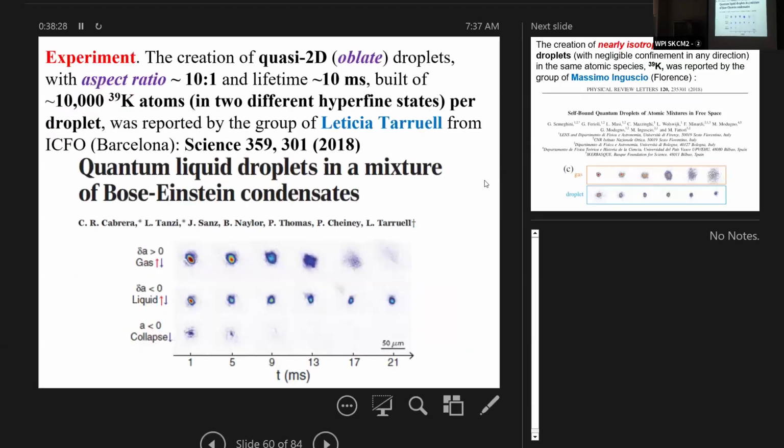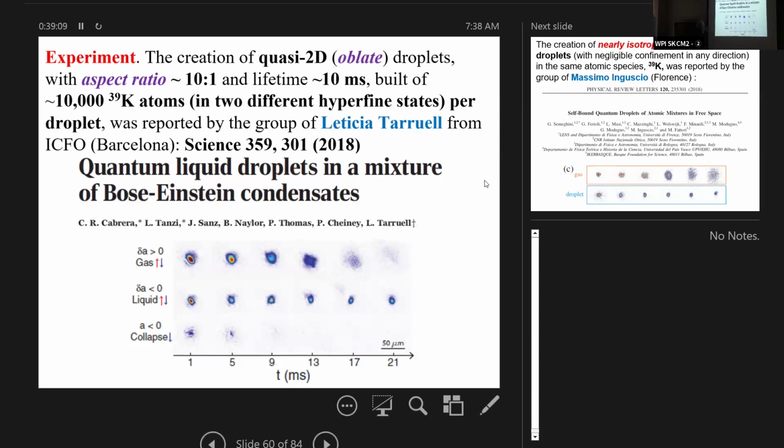Okay, then what is very surprising, very soon after this theoretical prediction of Petrov, essentially 3 years later, these quantum droplets were demonstrated experimentally. The very first demonstration was reported by the group of Leticia Tarruell from ICFO, a famous institute in Barcelona. Her group worked with a binary condensate, which is a mixture of 2 particular atomic states of potassium-39.